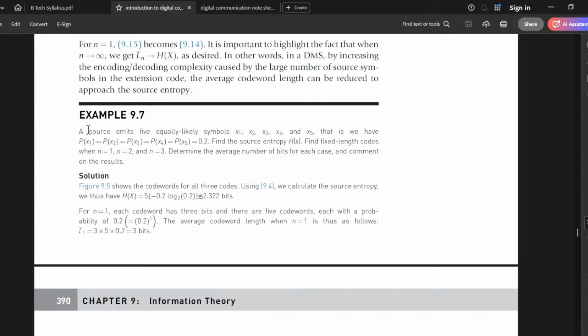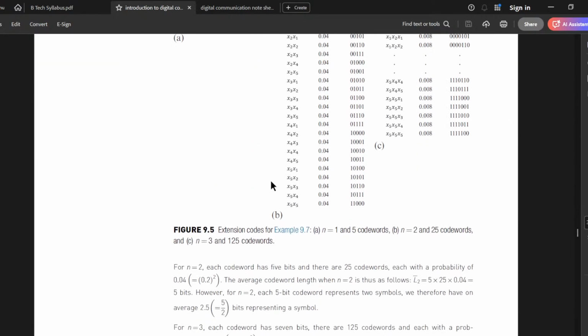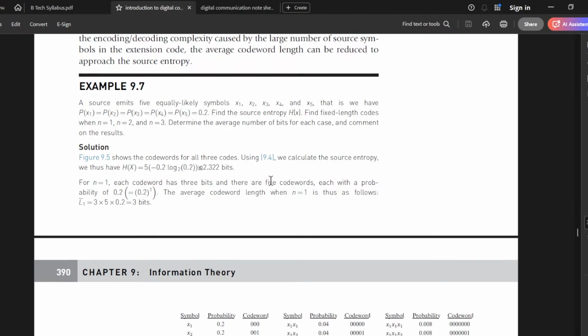Let's solve this question. It's easier to solve numericals in this. Quite ironical. A source emits five equally likely symbols. We have the probability: all of them have the same probability of 0.2. Find the entropy Hx. Find fixed length codes when n is 1, 2, 3, and determine the average number of bits in each case. Comment. First we will solve the question, then we will comment.